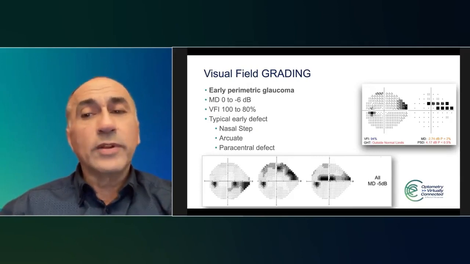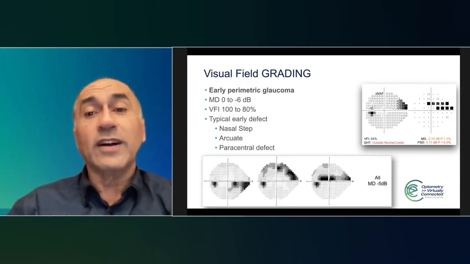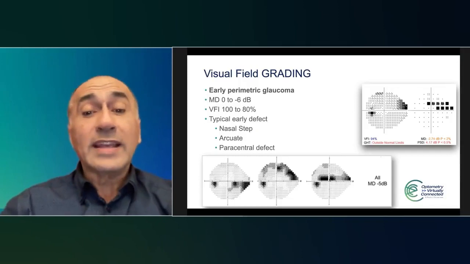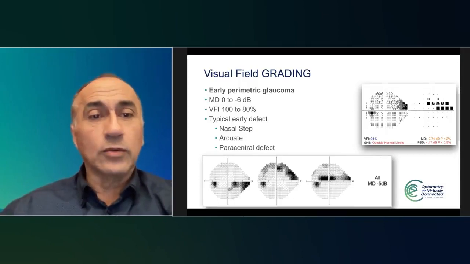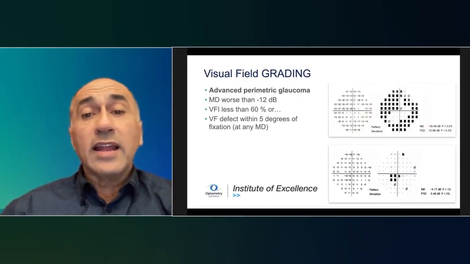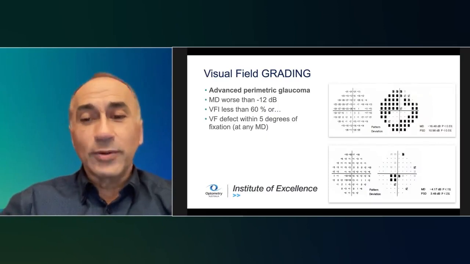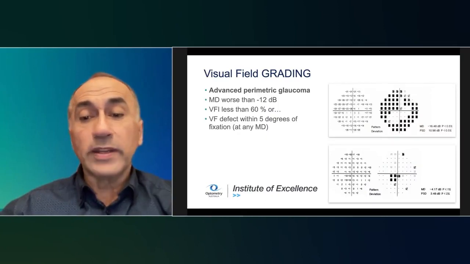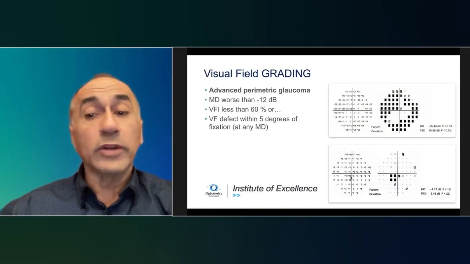And if those central points have lost more than 10 decibels within the central 5 degrees, which your 24-2C field should pick up, then that automatically becomes advanced glaucoma. Moderate has a mean deviation of -6 to -12 and a VFI of 80 to 60, and advanced disease typically has worse than -12 decibels of loss in the mean deviation, or worse than 60% in the VFI, or central vision losses. So in this case here, we've got a central point here. That's at 3 degrees from fixation, that's lost 10 decibels. So that's a significant point if it's repeatable.